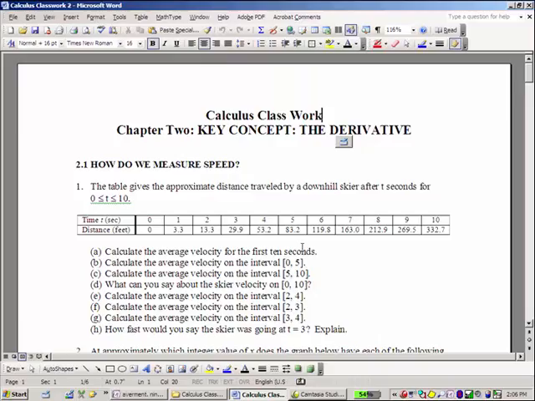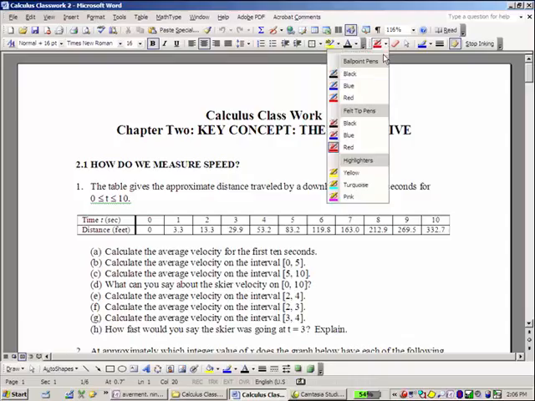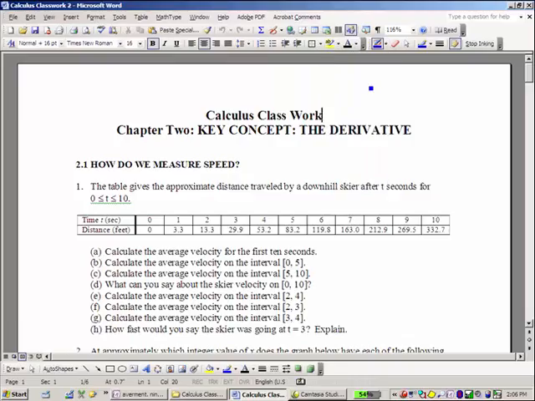Can someone do that without their calculator, just looking at the table in their head? Asa, what'd you get? 33.27. Yeah, how'd you get that? Because you're doing 332.7 minus 0. Okay. You're doing the first 10 seconds. And then you're doing that over 10 minus 0. So essentially you're just getting 332.7 over 10. Great. Which then you divide by 10 and just move the decimal over.